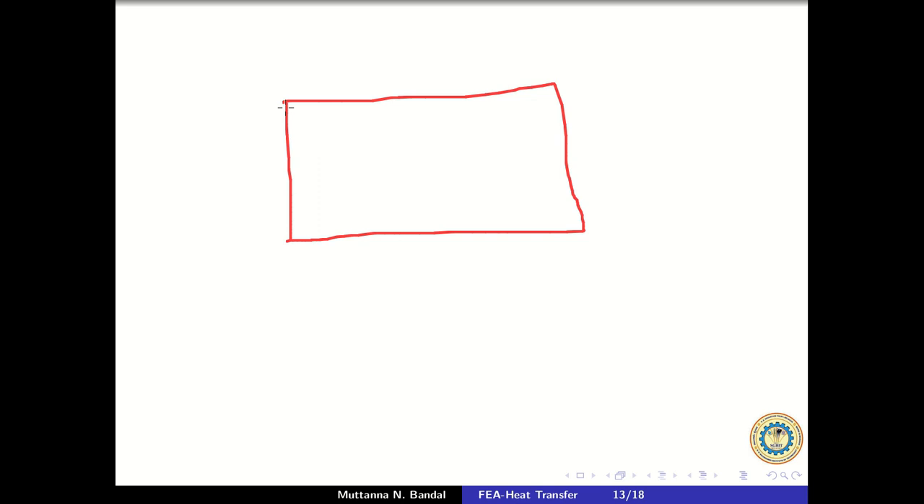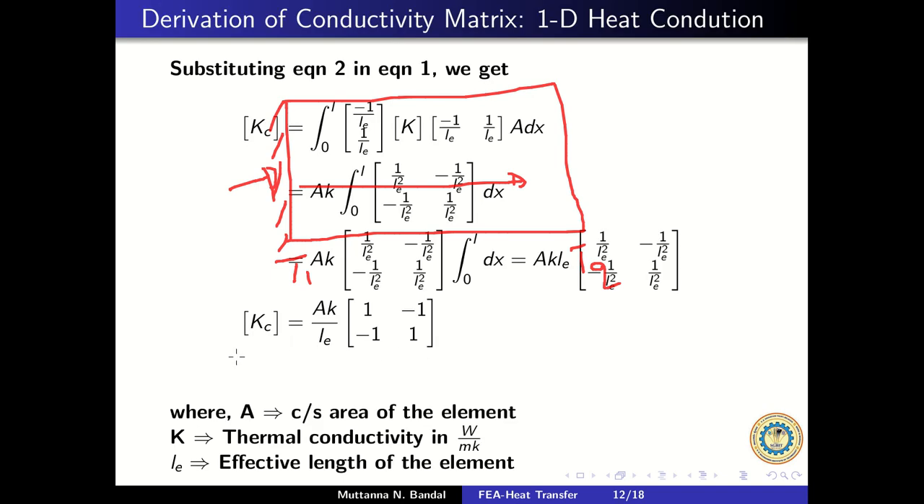Now let us consider that this is a wall. I am heating at this condition. I know the temperature of this, and I know what would be the temperature of this, because conduction is happening from one end to the other end of the portion. For that we have derived this conductivity matrix.